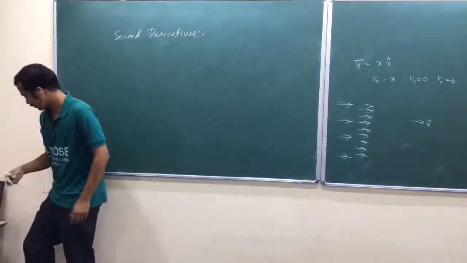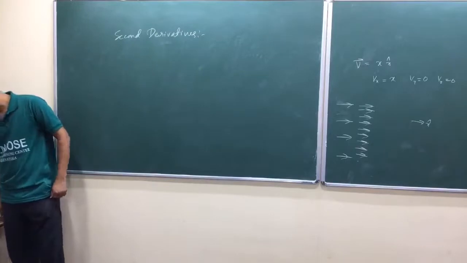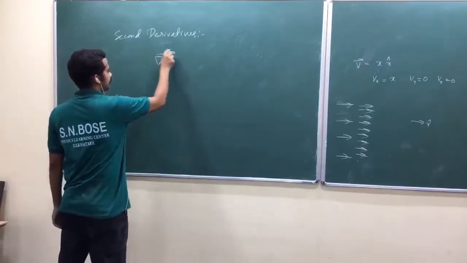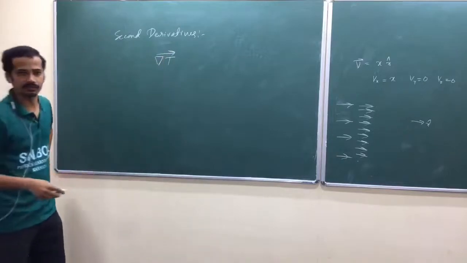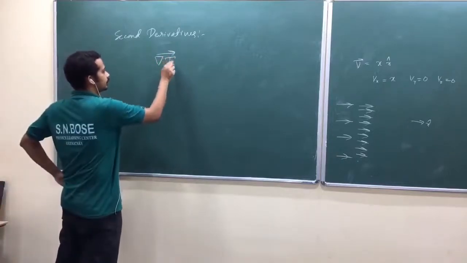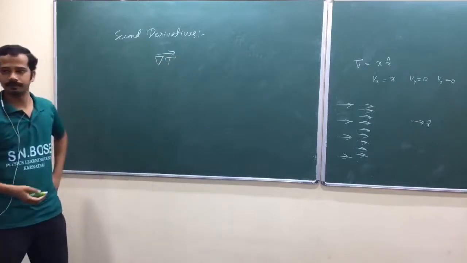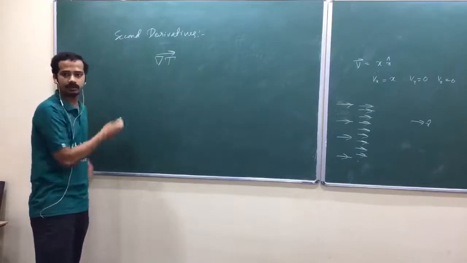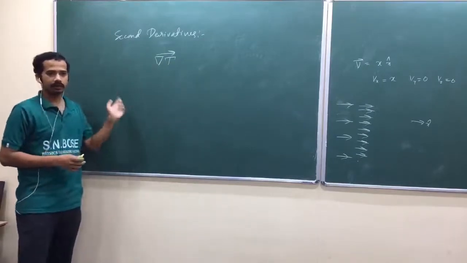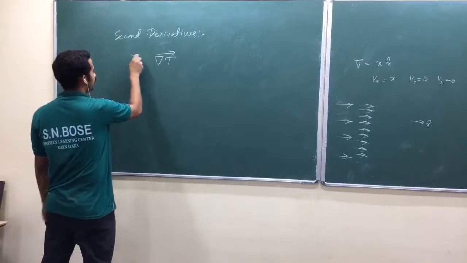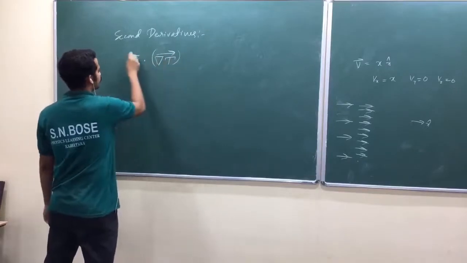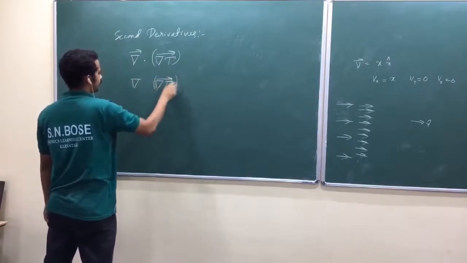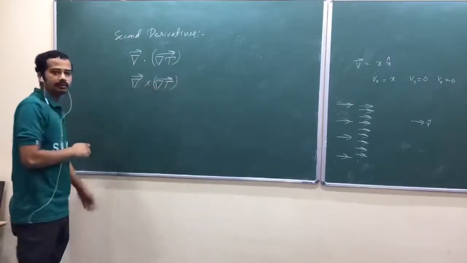So second derivatives. You have a gradient, am I right? Gradient is a vector. Now two things can happen with a vector, isn't it? In the context of gradient, divergence and curl: if I have a vector, I can have a divergence of it, and I can have a curl of it.